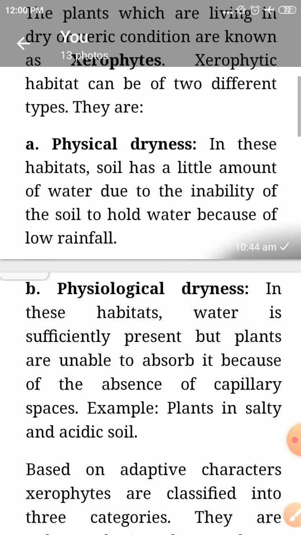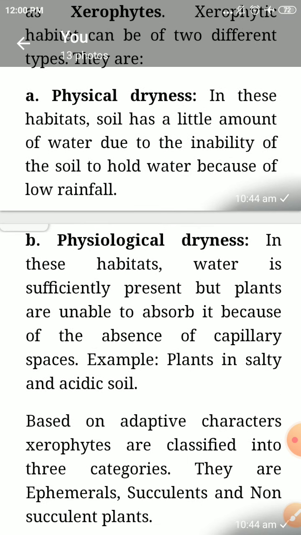At certain places, there is physical dryness. For example, in these habitats, the soil has little water due to the inability of the soil to hold water because of low rainfall. For example, the desert soils and sandy soils, called Valukamay soils in Marathi, have low water holding capacity. The soil does not hold water for a longer time, does not remain moist for a longer time. It loses the water and becomes dry.